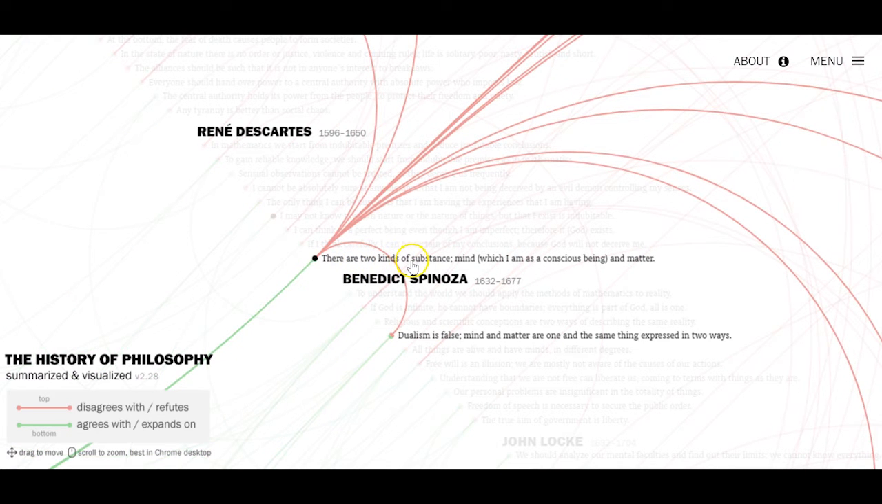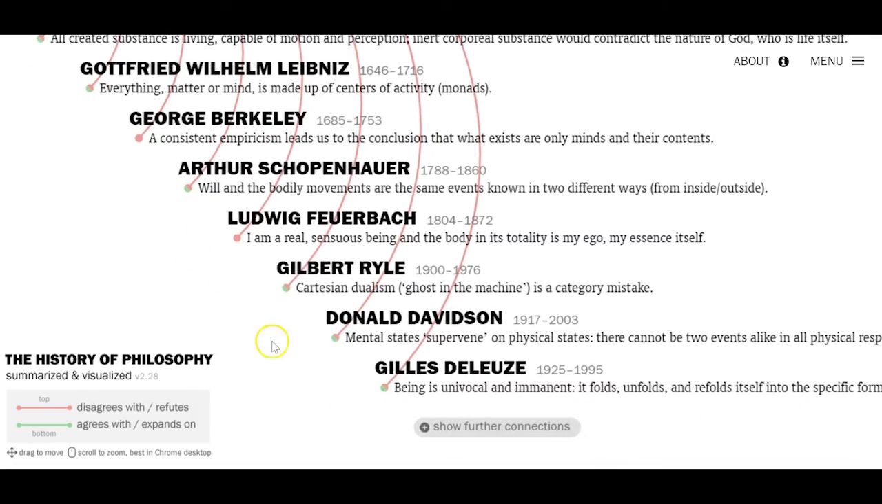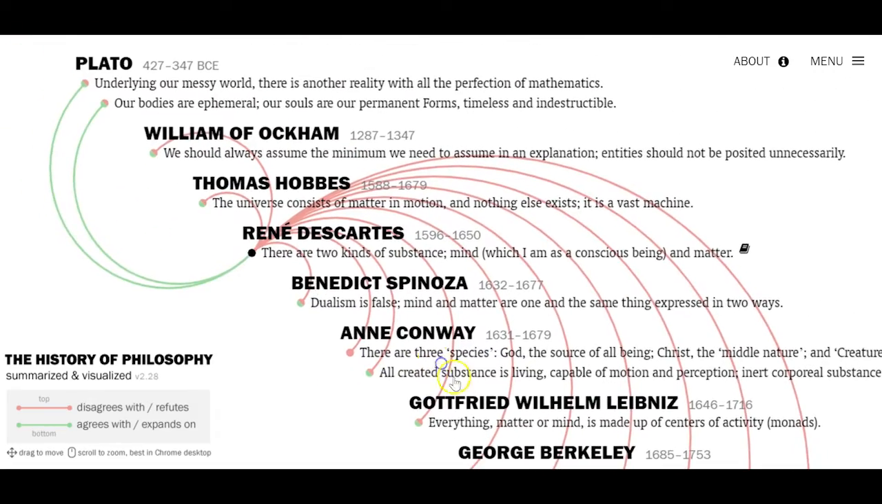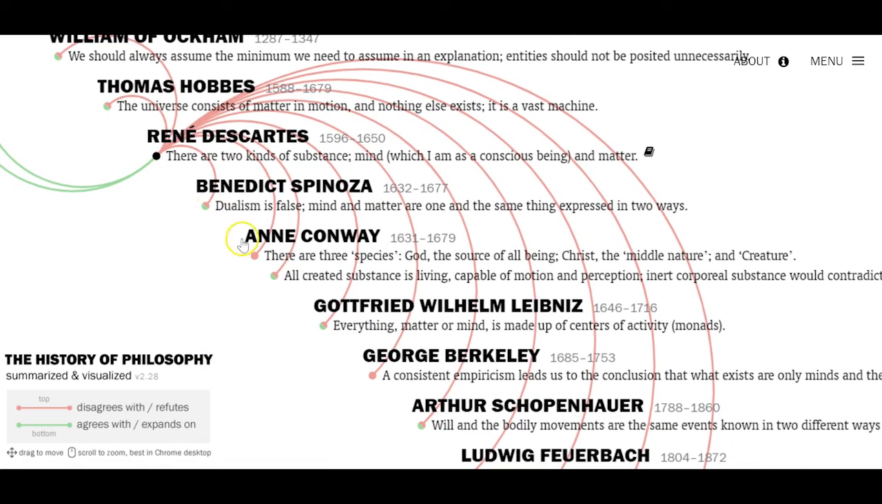There are 2 kinds of substance: mind, which I am as a conscious being, and matter. Looks like some agreement, a lot of disagreement on this. When I click the doctrine, I can see agreement ascribed to two doctrines of Plato, disagreement with everyone from Occam down through Spinoza, Conway, Leibniz, Berkeley, and the rest. This is helpful just on a purely visual level to see that this apparently is quite a controversial claim on Descartes' part that has been rejected by many of the major philosophers coming after him. In different ways, of course, with each one. Berkeley and Spinoza disagree with Descartes on the nature of substance in quite different manners.